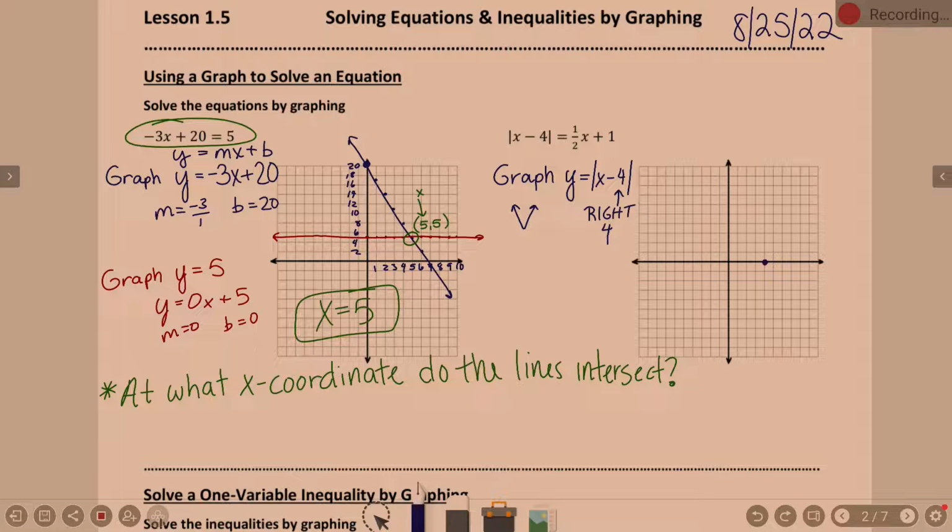What do the sides of my V do if I don't know anything otherwise? Go up 1 over 1. Up 1, over 1. Up 1, over 1. Now, not having my other piece graphed, I'm going to put more dots than I normally would. Because what am I going to be looking for? Where they intersect.